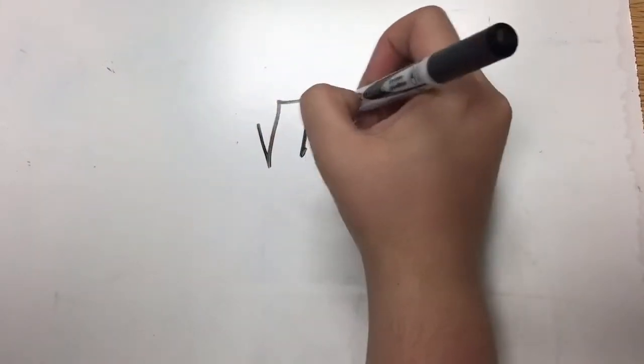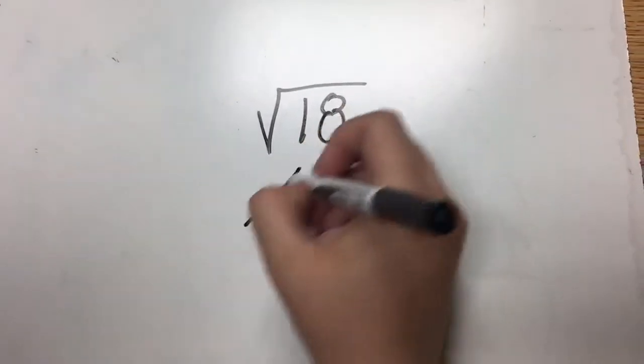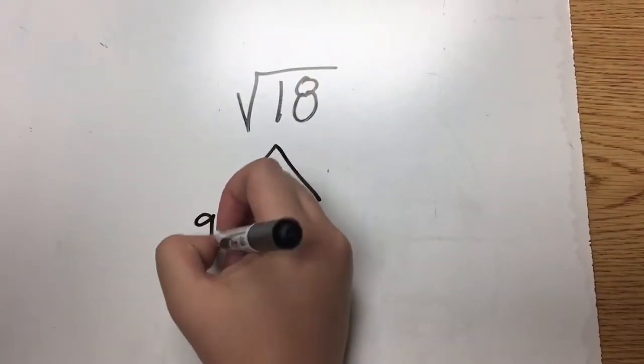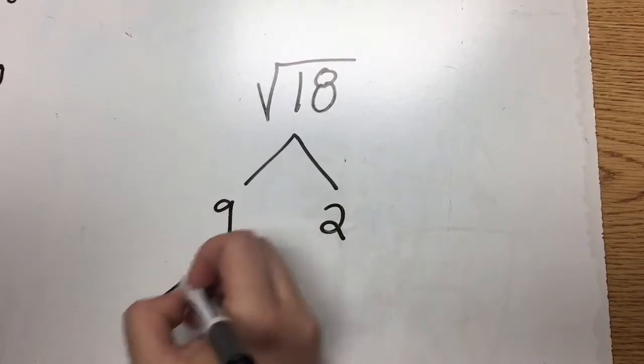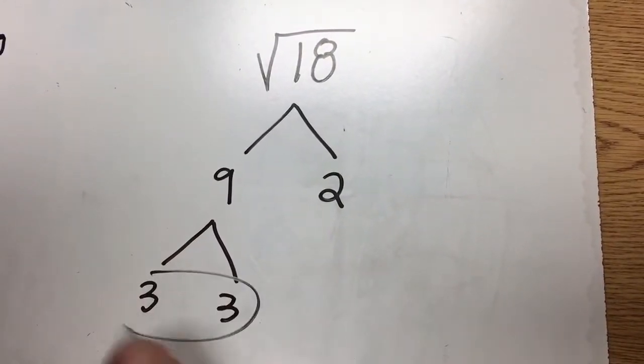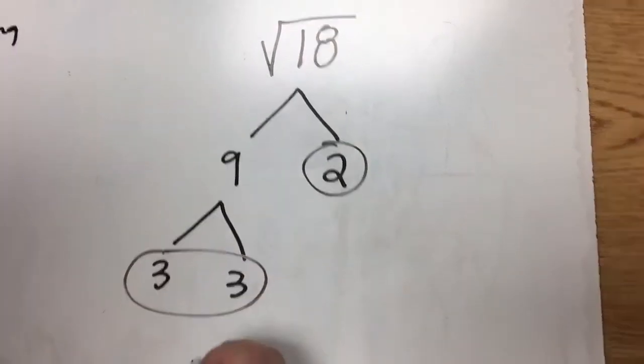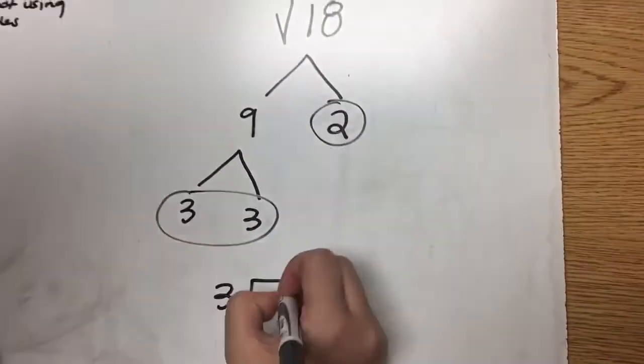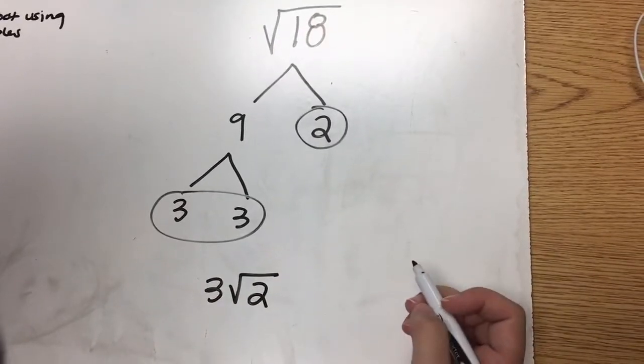For our next example, we're going to be doing the square root of 18 and how to simplify it. You're going to pull out a 9 and a 2, and the 9 is a perfect square, so you can pull that out. You can use the 2 3's and leave them on the outside of the square root, and then leave the 2 on the inside. Therefore, 3 square root 2 is your answer.